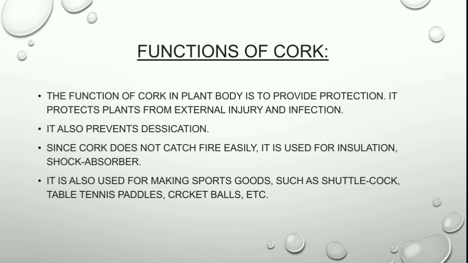Functions of cork. The function of cork in the plant body is to provide protection. It protects plants from external injury and infection. It also prevents desiccation, that is loss of water, dryness due to removal of water. Since cork does not catch fire easily, it is used for insulation and as a shock absorber. It is also used for making sport goods such as shuttlecocks, table tennis paddles, cricket balls, etc. So all these are different types of plant tissue.